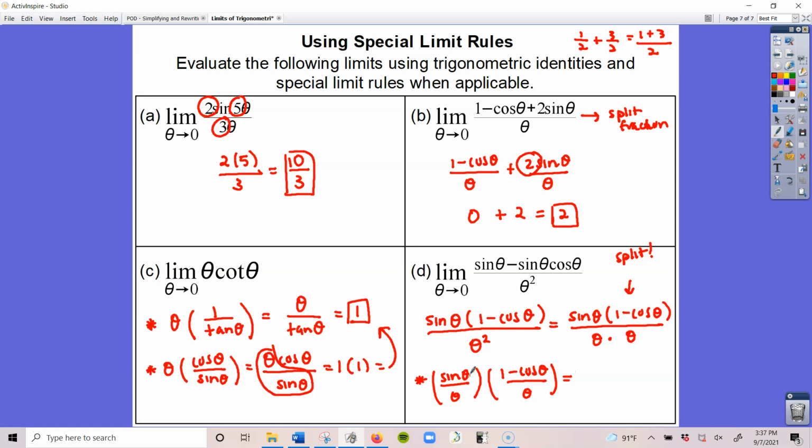And these are my special limits. Sine theta over theta is 1, and 1 minus cosine theta over theta is 0. And 1 times 0 gives me 0. And that's limits of trigonometric functions.